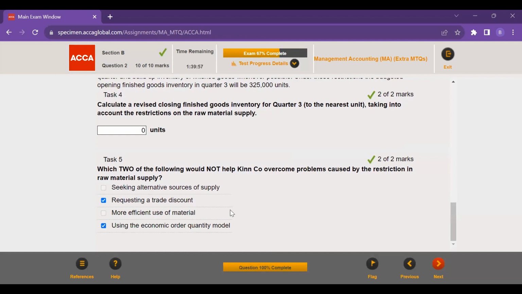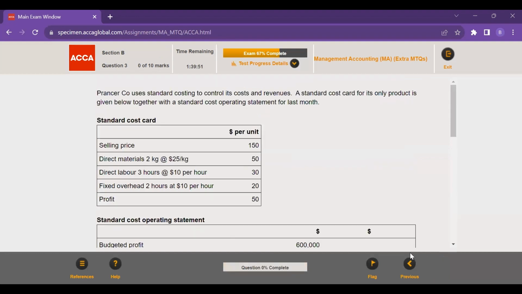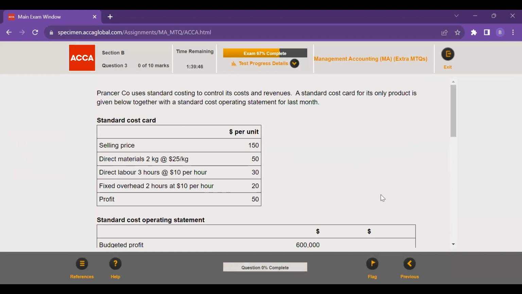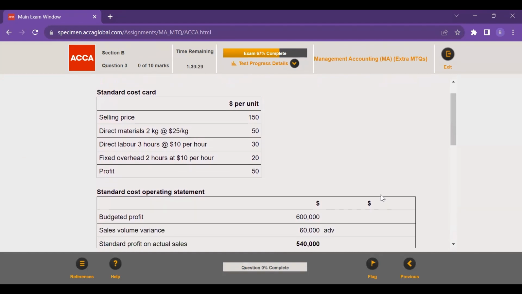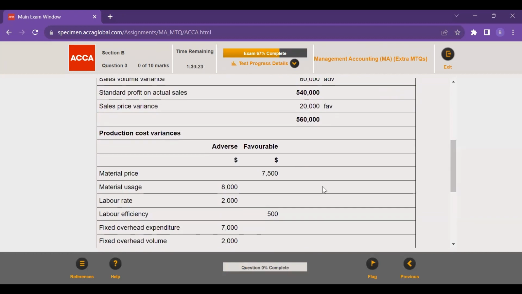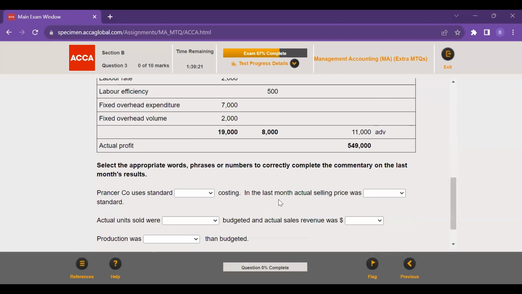So, with this, we have come to an end to question number 2 also. Now, let's have a look at task 3, the question number 3, which is the last for these extra MTQs that are given by ACCA. So let's have a look. Prancer company uses standard costing to control its costs and revenues. A standard cost card for its only product is given below together with the standard cost operating statement for the last month. So we do have the cost card given to us, and we have the cost operating statement also. So these are the variances also given to us.